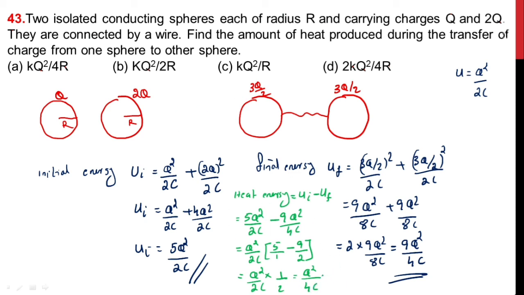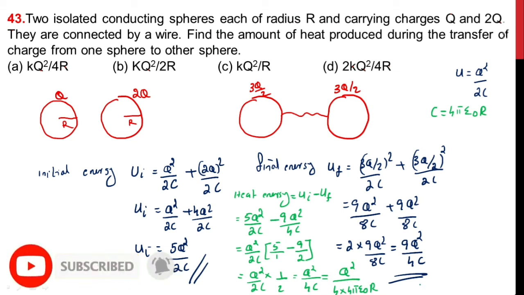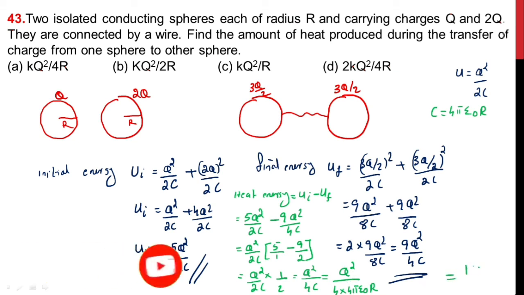So what is the capacitance of an isolated conducting sphere? C is equal to 4 pi epsilon 0 times R, right? Substituting this value here, we get q square divided by 4 times 4 pi epsilon 0 r, which is equal to kq square divided by 4r. As we already know, 1 by 4 pi epsilon 0 is equal to k. So kq square divided by 4r is the final answer. So option A is the right answer.